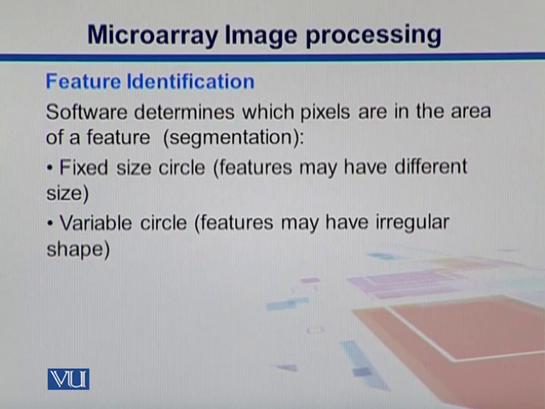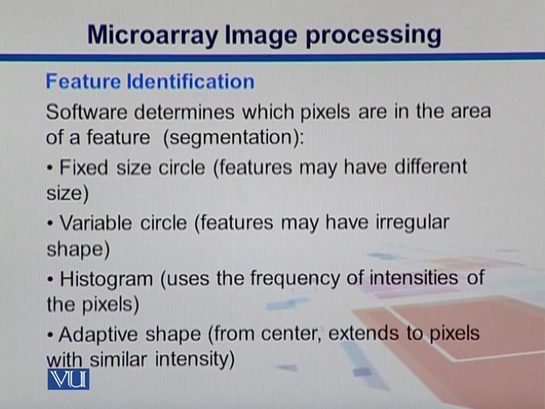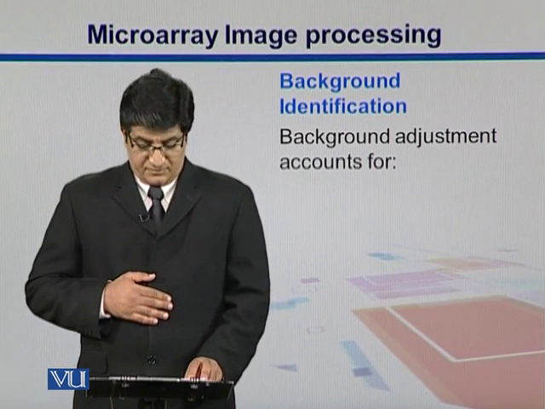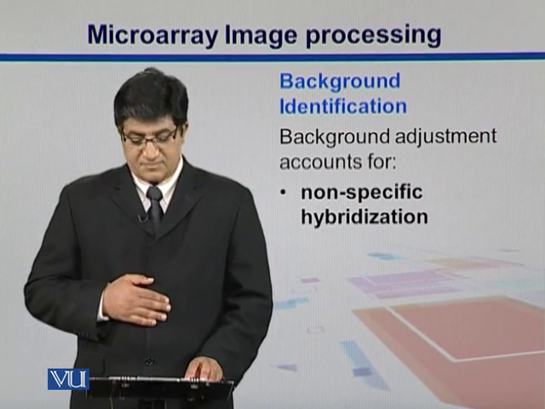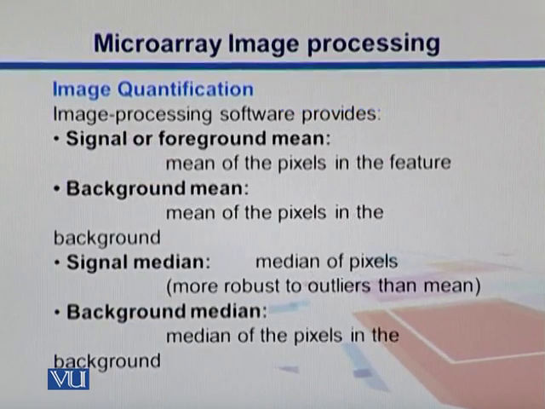We might have variable circles where we have irregular shapes, and sometimes they report the histograms using the frequency of intensities of the pixels. Now we come to adaptive shapes. From centers they extend to pixels with similar intensity. So these are variable properties which are associated with these features. Background adjustments are there and they are important. So what is the background and what does it account for? There must be some non-specific hybridizations, some fluorescence coming from the glass. Image quantification is done by image processing software.